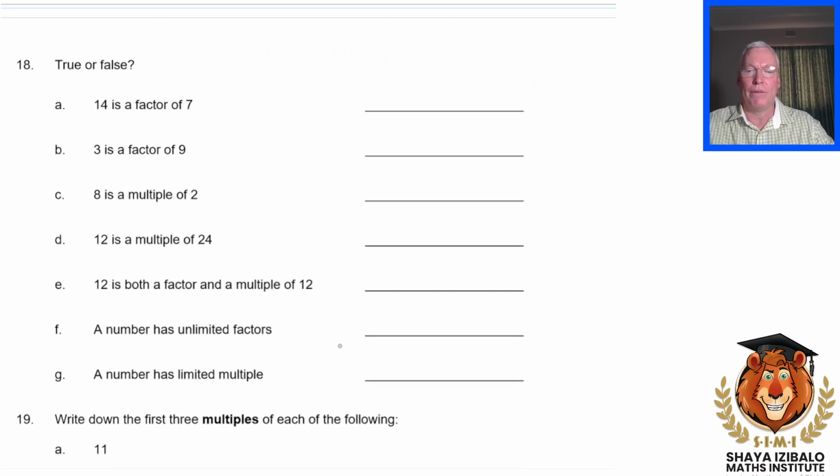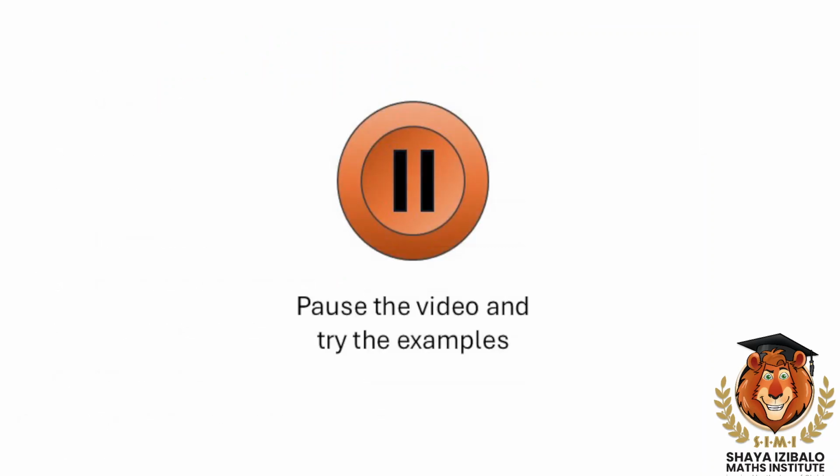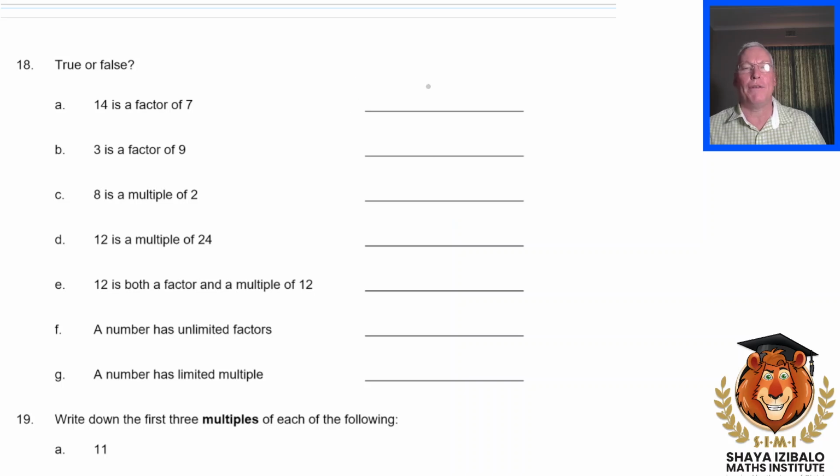Okay, let's have a look. 14 is a factor of 7. False. Okay. 14 is actually a multiple of 7. Right? 14 is a multiple of 7. 7 is a factor of 14. 3 is a factor of 9. True.